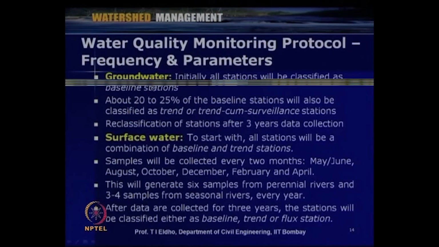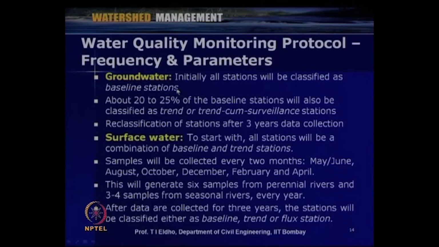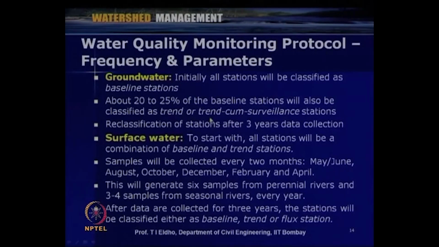Say, for example, if groundwater is concerned, initially all stations will be classified as baseline stations. As far as groundwater is concerned, we may collect the samples from dug wells, bore wells or very deep tube wells, and initially we keep these stations as baseline stations, and about 20 to 25% of these baseline stations will also be classified as trend or trend cum surveillance stations.